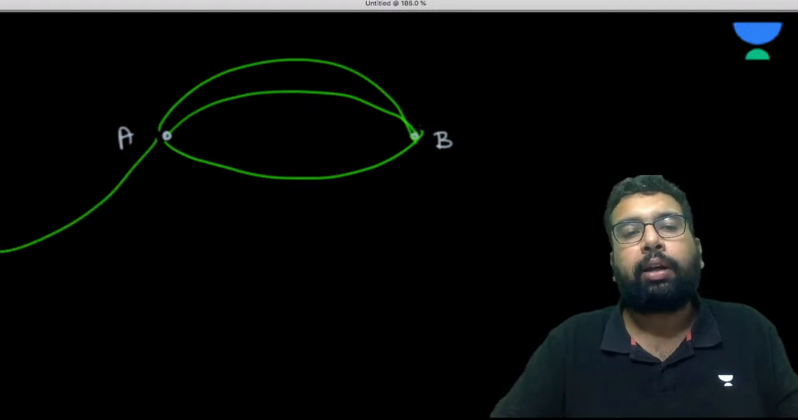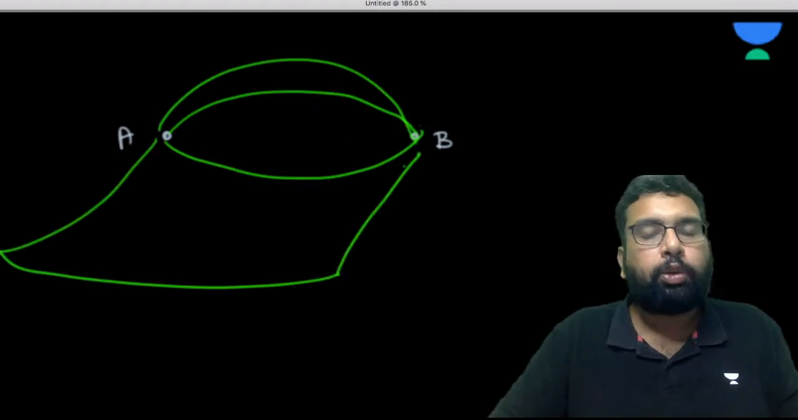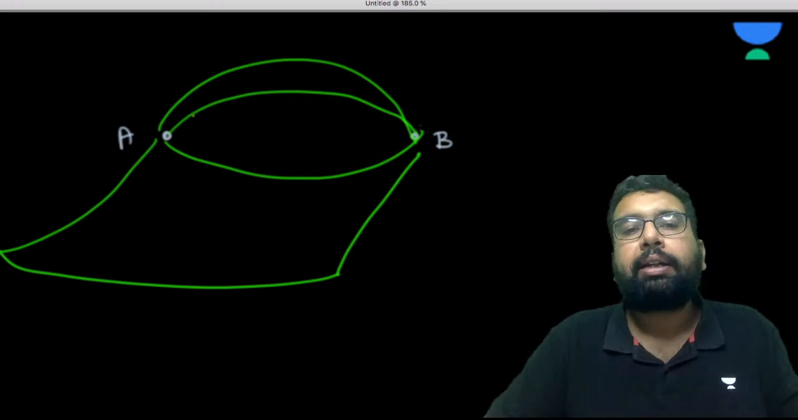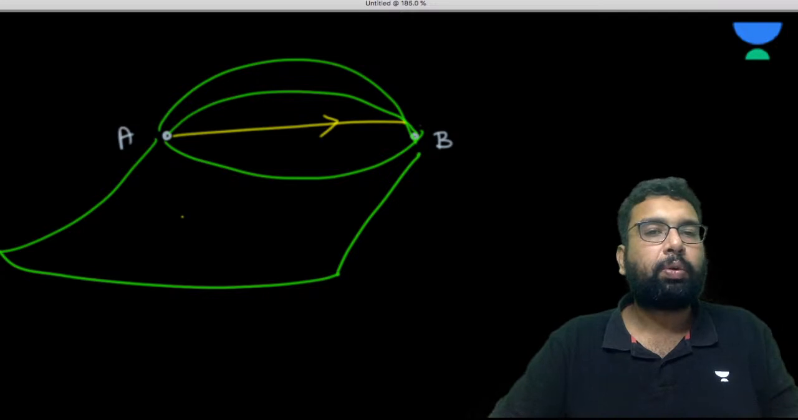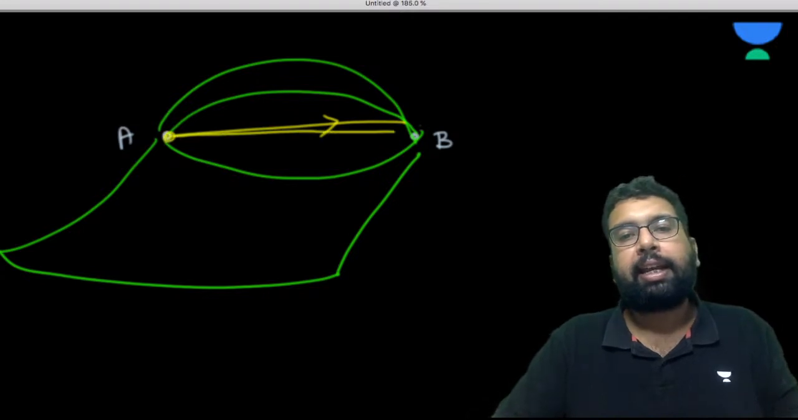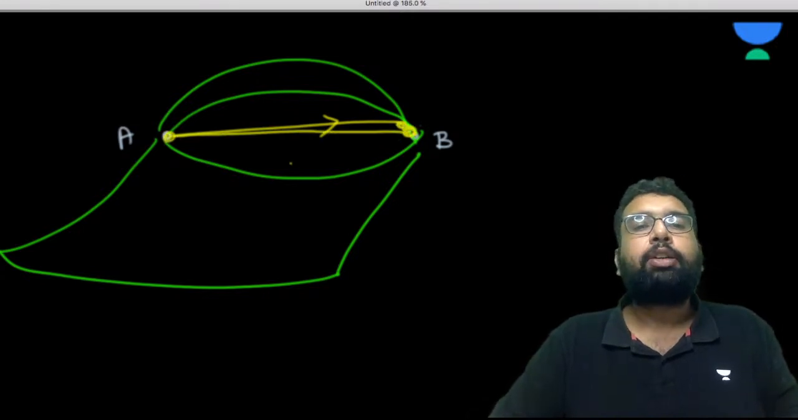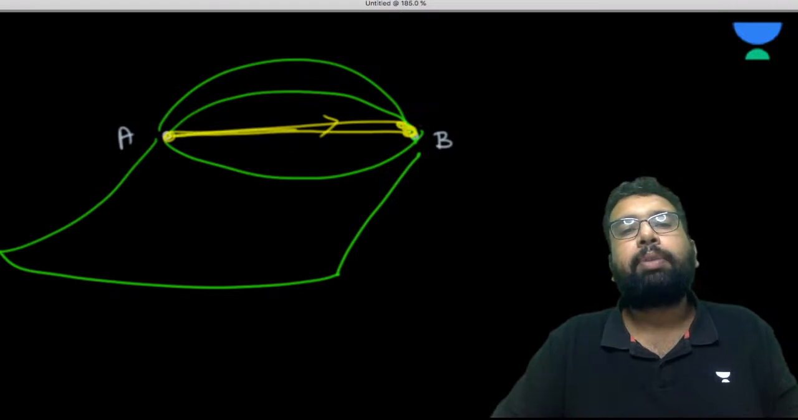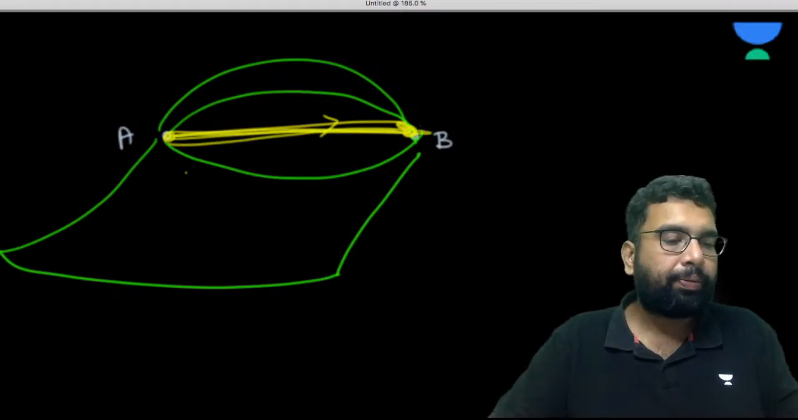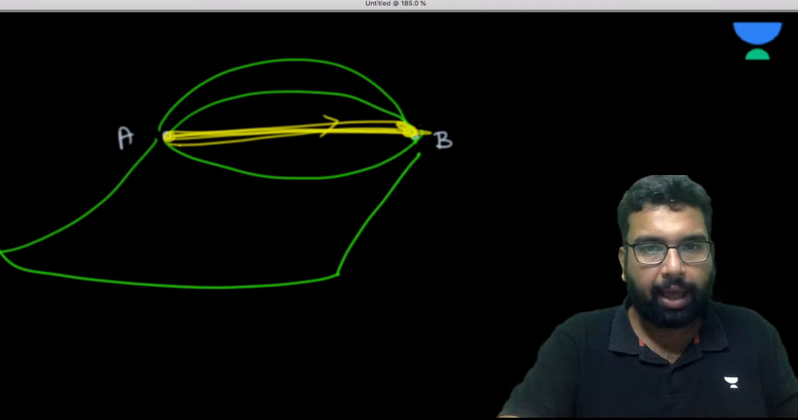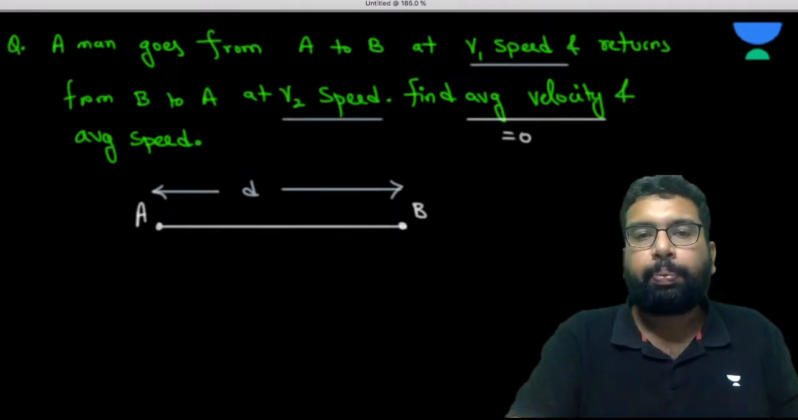I can go here, then go here, then go here. So do you understand this? That the displacement is the shortest distance between 2 points? Yes or no? Now, if I connect this A and B directly, the shortest distance between them is going to be this. Do you agree to this, my dear? Yes or no? I hope yes. Yes.